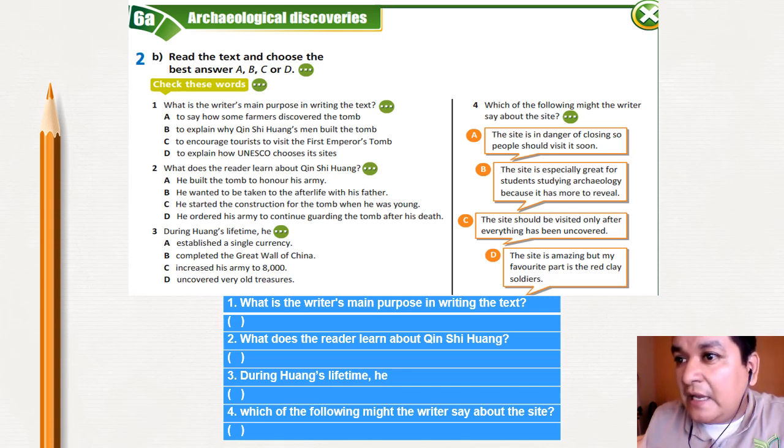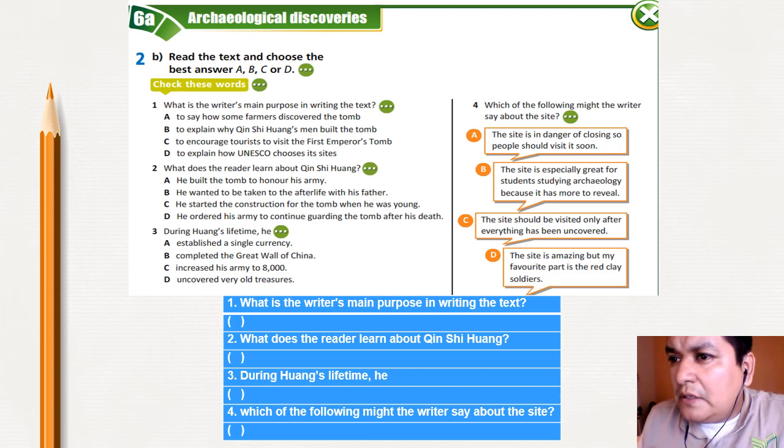You have to say: to explain how some farmers discovered the tomb, to explain why Qin Shi Huang's men built the tomb, to encourage tourists to visit the first emperor's tomb, or to explain how UNESCO chose its sites. Number 2. What does the reader learn about Qin Shi Huang?